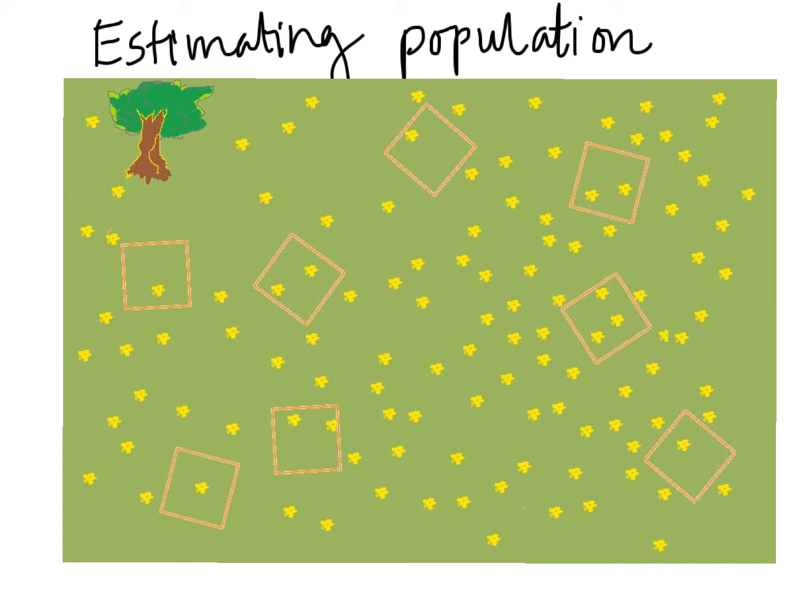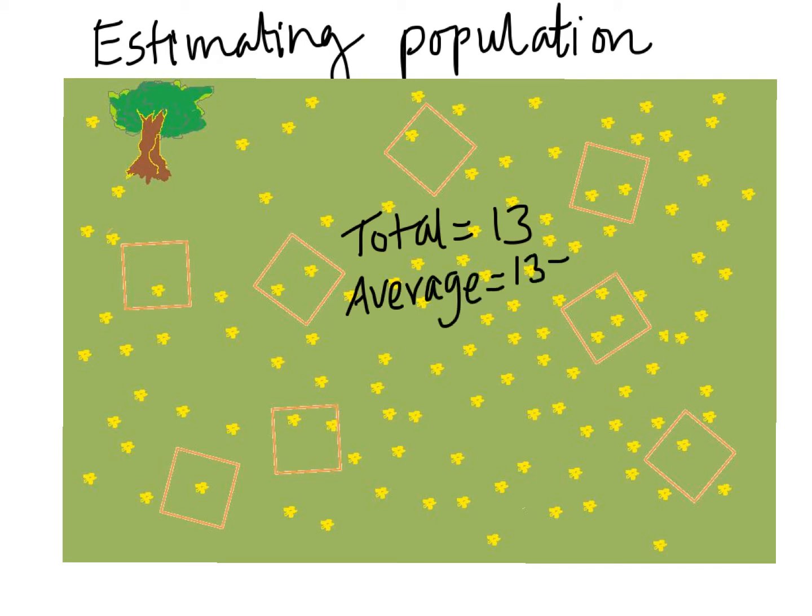2, 4, 6, 7, 8, 9, 10, 12, 13. So we got 13 daffodils altogether as a total number in all the 8 quadrats. So the total is 13. Okay, and so the average number of daffodils in each of the quadrats is 13 divided by, in this case, 8, because we had 8 quadrats.